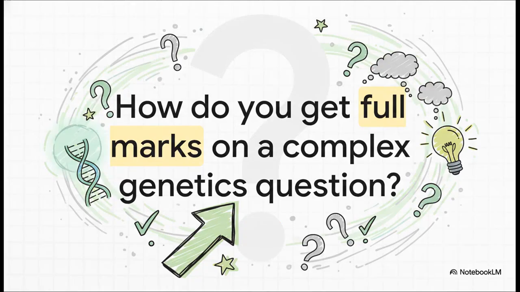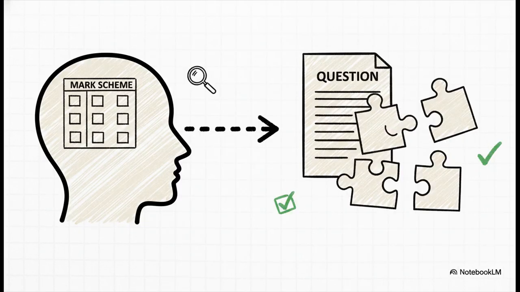So this is the big question, isn't it? How do you actually make sure you get every single mark, especially on those trickier questions? That's the goal, after all. The secret, really, is to start thinking like the person with the red pen. And their rulebook is the mark scheme. So let's dive in and take apart question 8 from this paper piece by piece.